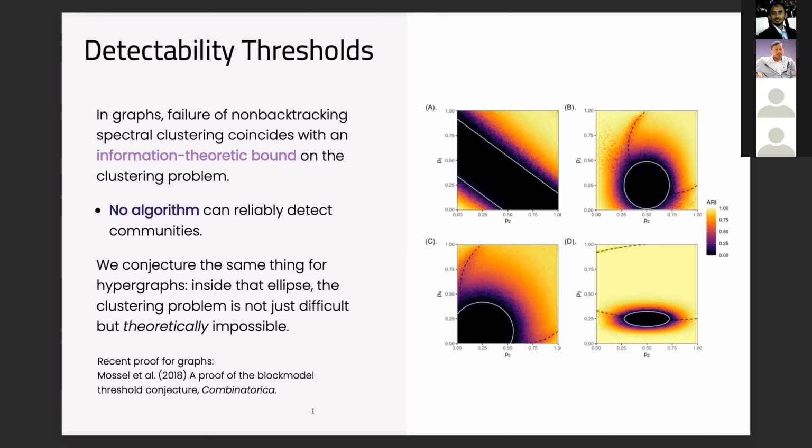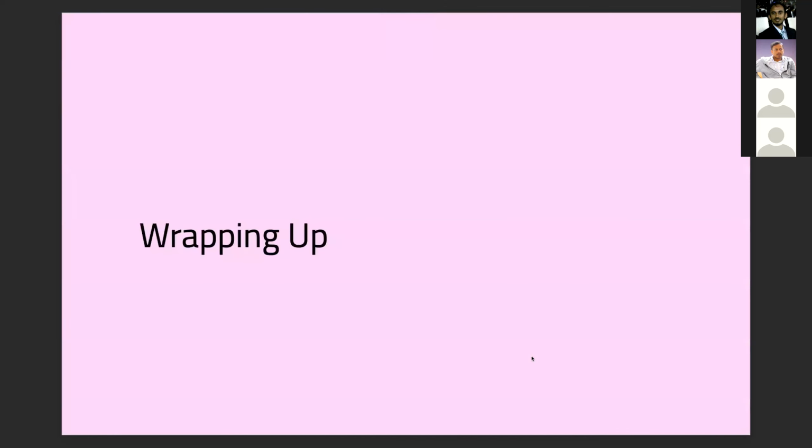In graphs, the failure of the non-backtracking spectral clustering coincides exactly with an information theoretic bound on the clustering problem itself. What that means is that when that method fails, no algorithm in those cases can actually reliably detect communities. And we conjecture the same thing for hypergraphs. So inside these ellipses, it's not just hard for our belief propagation, Jacobian, non-backtracking matrix spectral method; it's actually that detection in those regions is theoretically impossible. So that's a second conjecture. Let me briefly wrap up.